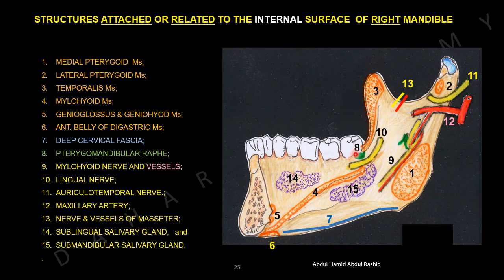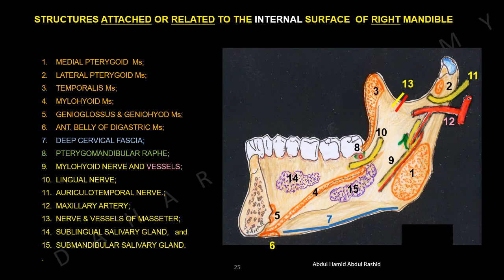And number 9 is the mylohyoid nerve and vessels running down along the mylohyoid groove. And number 10 is a very important nerve. You can see here the lingual nerve. It is between the posterior end of the mylohyoid and the lower end of the pterygomandibular raphe. Between the pterygomandibular raphe and the posterior end of the mylohyoid, the lingual nerve is there.